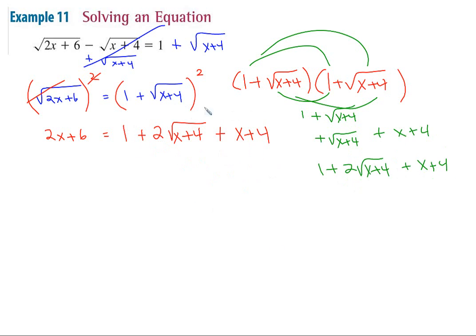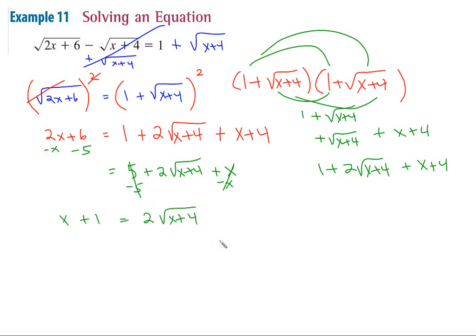So let's simplify a little bit on this side. So we're going to end up with 1 and then the 4, that's going to give us what? 5 plus 2 radical x plus 4 plus x, right? So now you want to get this radical by itself. So we're going to get rid of this stuff. We minus the 5, minus the x. So that's going to leave us with x plus 1 is equal to 2 radical x plus 4.